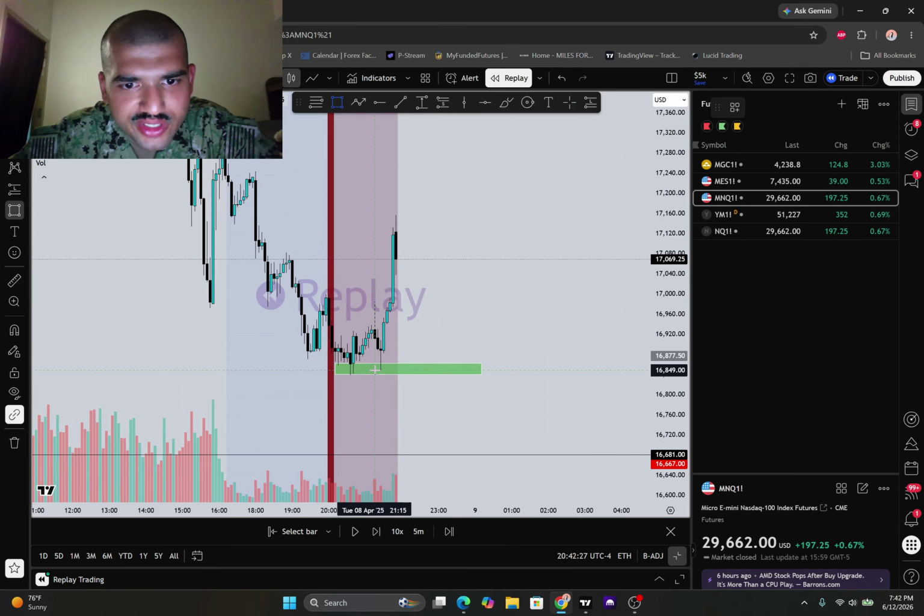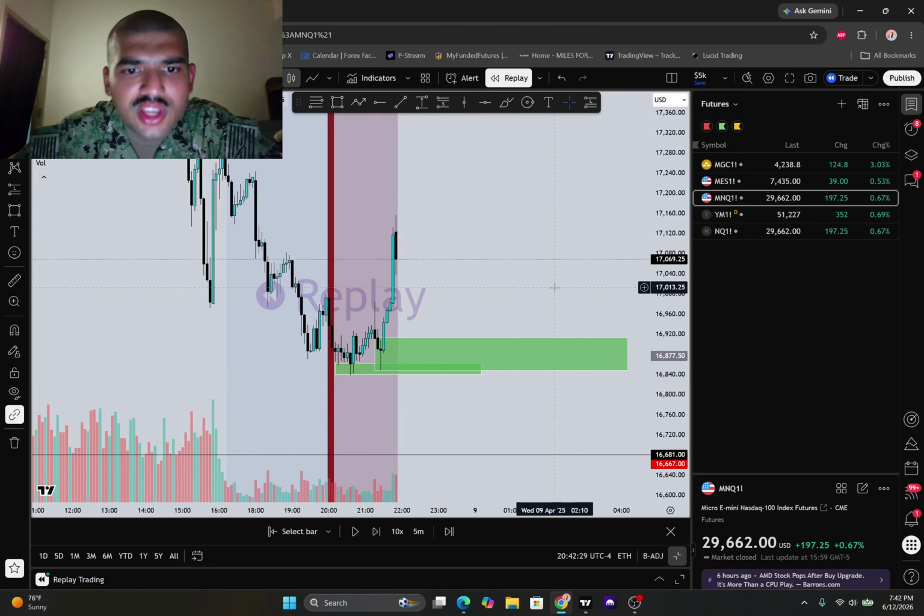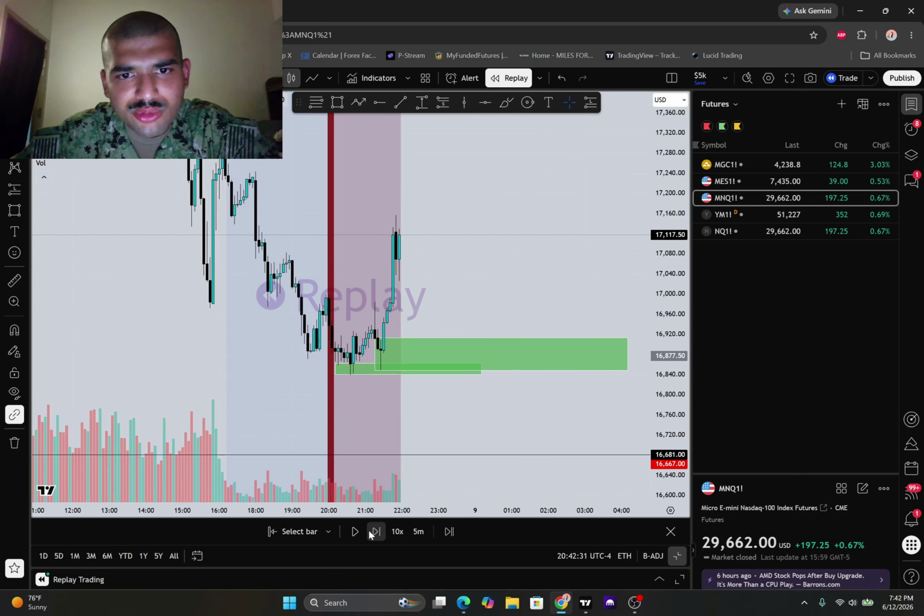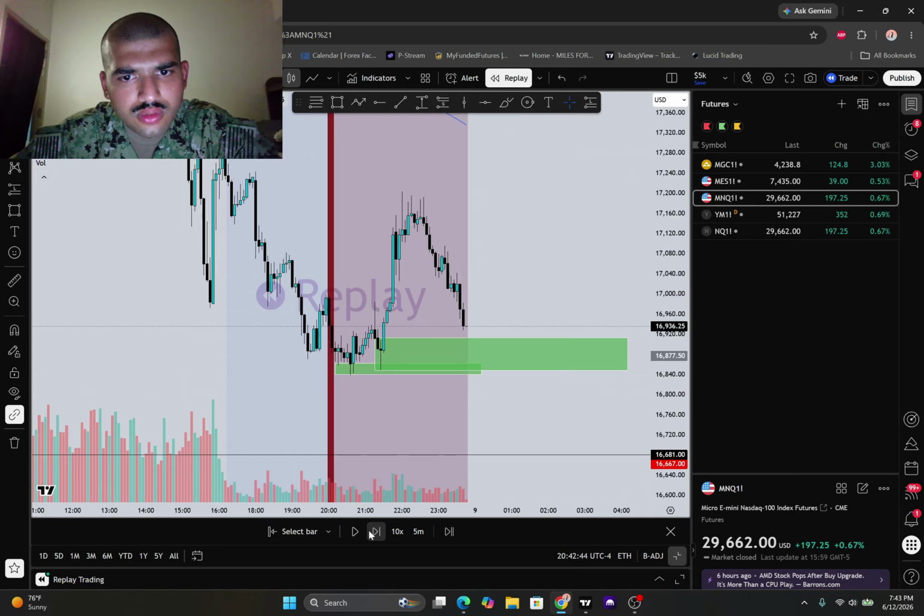We have that support, and inside of that support, we also have a demand zone. Let's see if price comes back down to that area real quick. And if it doesn't, we should be getting in for longs. There we go, it's coming down. Boom. Came in, but it did not break above that candle.